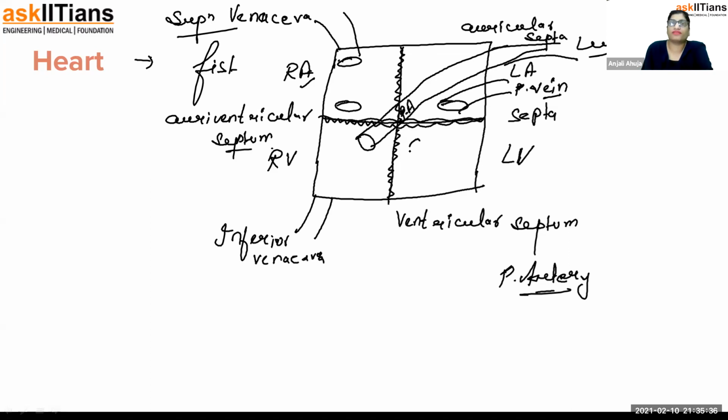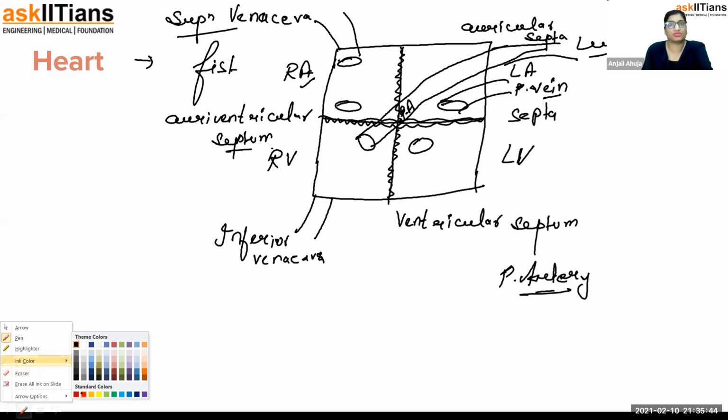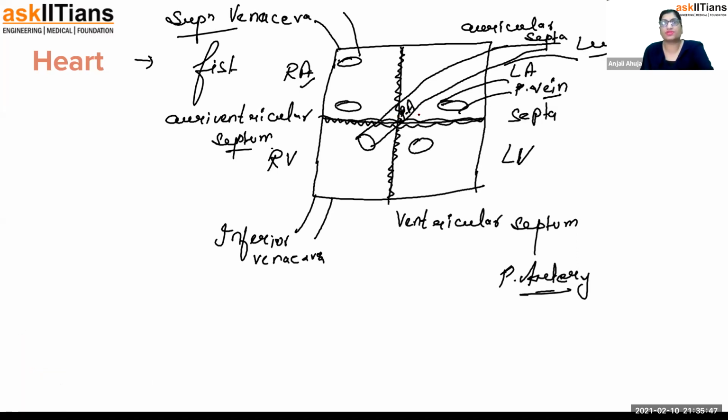And then from the left ventricle, there is an opening, and this is actually the opening of the aorta. When blood comes back from the lungs to the heart, it is distributed to all parts of the body. So from there, it will be distributed to all parts of the body. And this is known as the aorta.